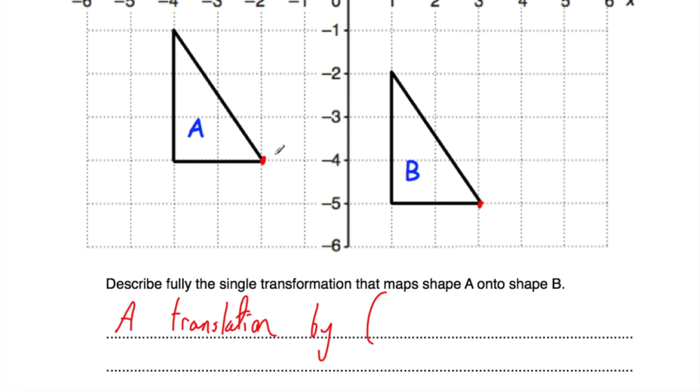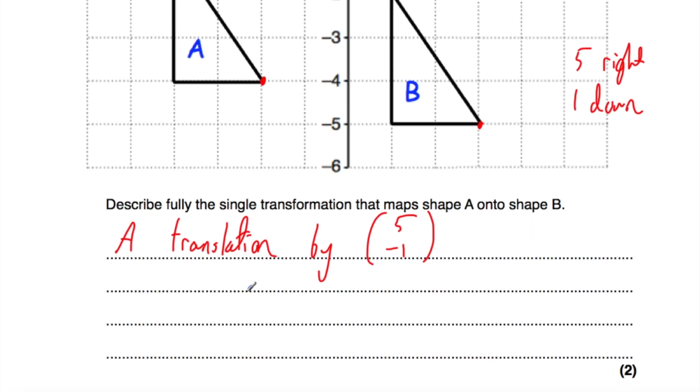And to get from here to here, we would move 1, 2, 3, 4, 5 squares right, so 5 right, and then 1 down. And let's just check that. If we move 5 right and 1 down, 1, 2, 3, 4, 5 right and 1 down, yep. So then as a translation vector, that'd be 5, because remember to the right's positive, and then 1 down would be -1. And that's it. So what's the single transformation that would map A onto B? It would be a translation by 5, -1, and that's it. And that would be 2 marks, 1 mark for the translation, and then what the translation vector is.